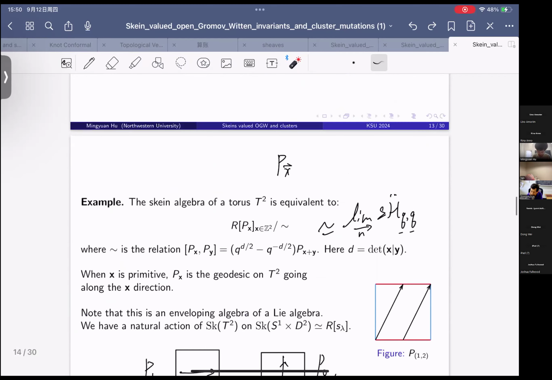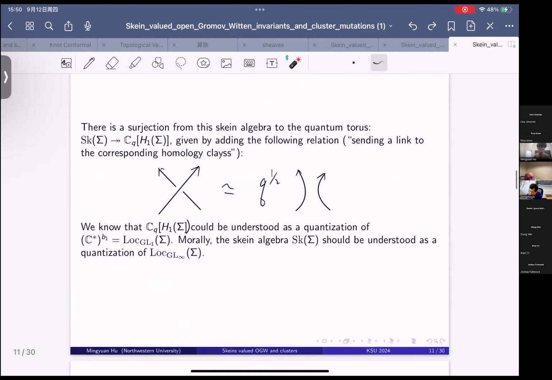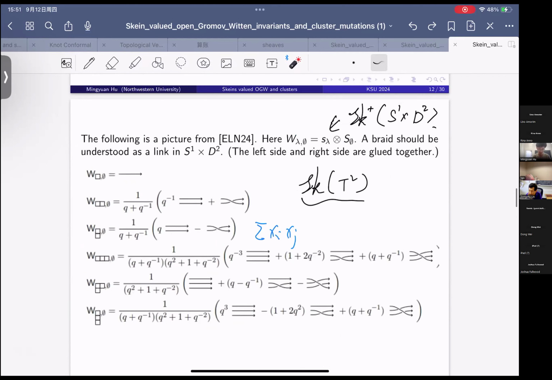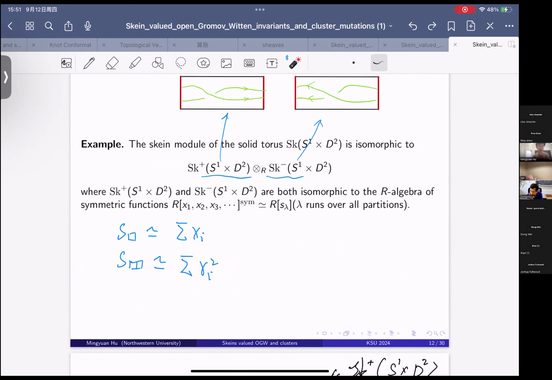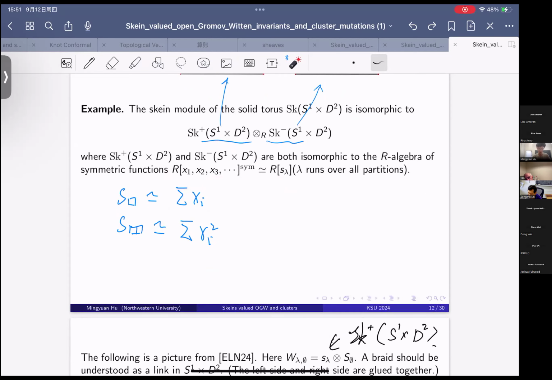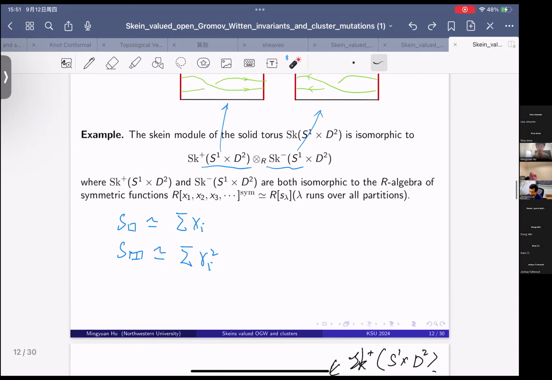What I wrote down there, the key word here is morally. There's no mathematical rigor, but you should understand it this way. The local system on the solid torus is the same as the local system on S1, so it's just a representation of GL infinity, and as you mentioned, it's somehow the same as symmetric functions, and the Schur functions give you irreducibles. So it's somehow the same system.